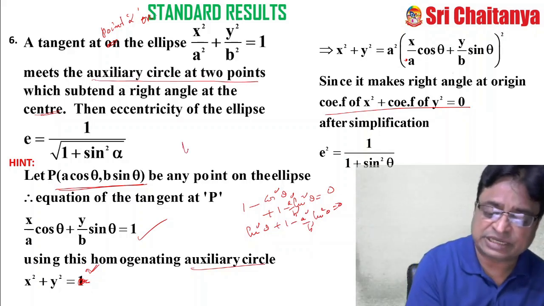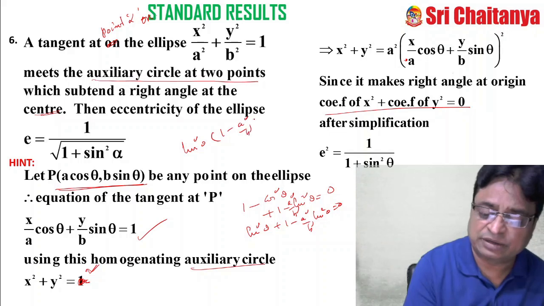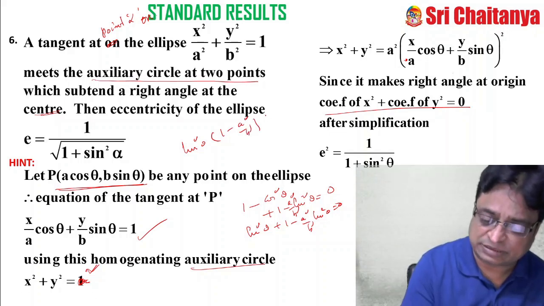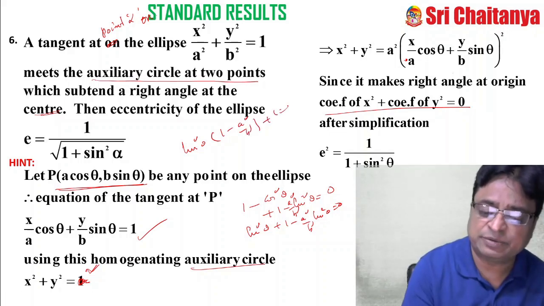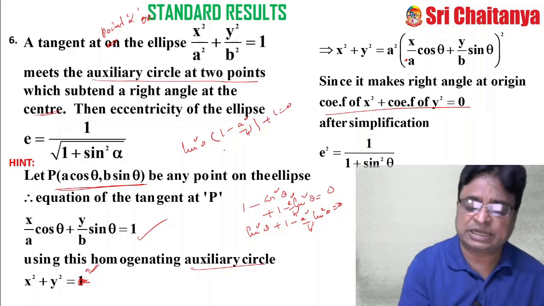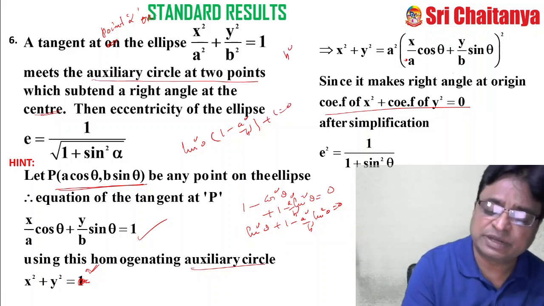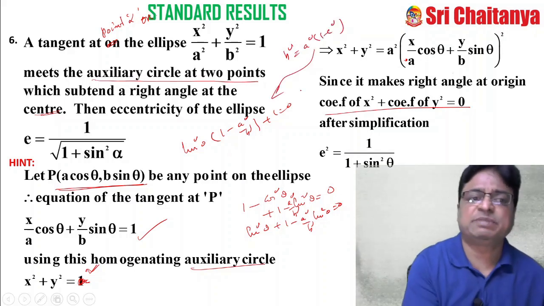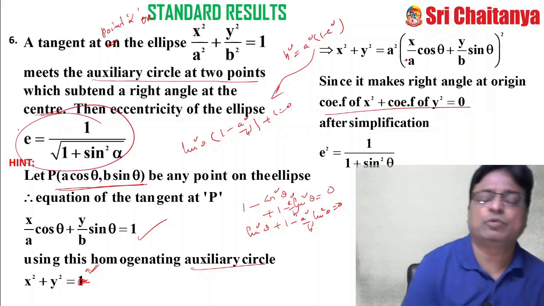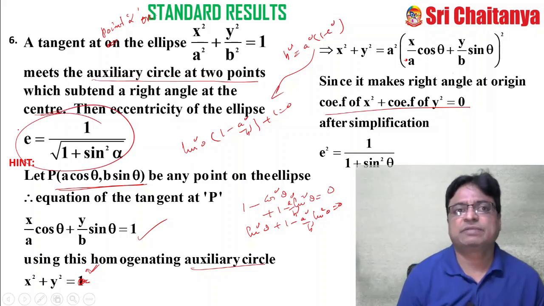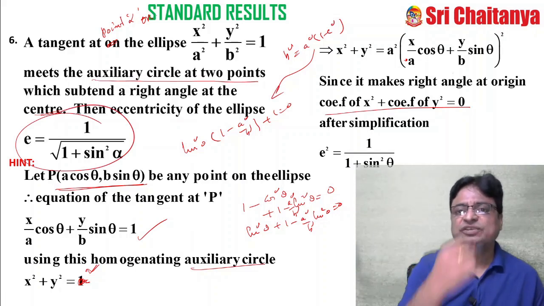That is, you take sine square theta as common. Then 1 minus a square by b square, plus 1 equal to 0. Then you take that to the other side, and you know b square is equal to a square into 1 minus e square. You apply all these terms and simplify, you will get the answer as e equal to 1 by root of 1 plus sine square theta. So this is another important formula.